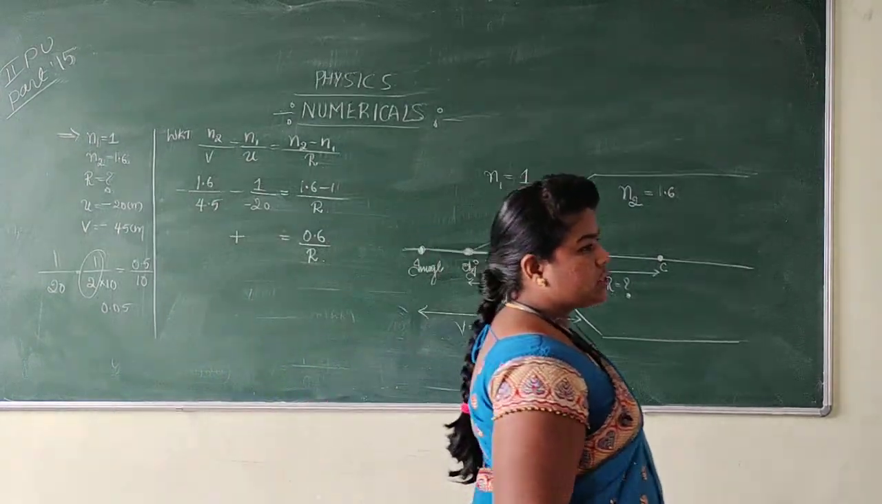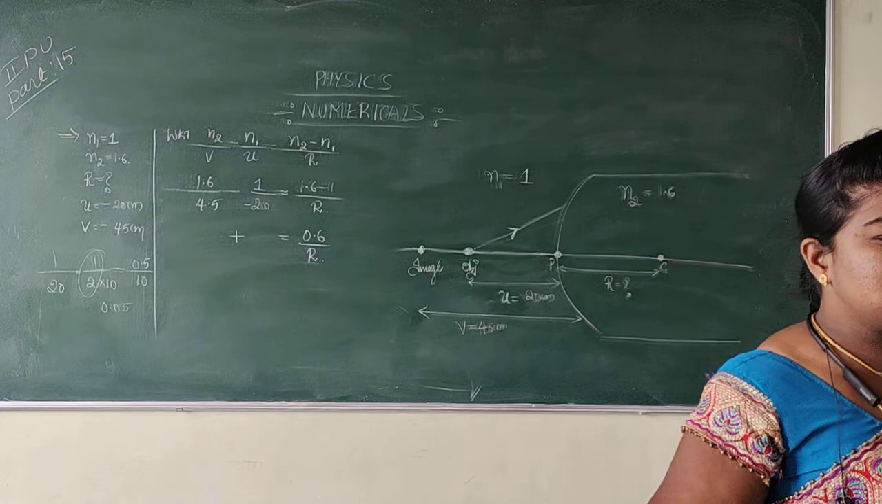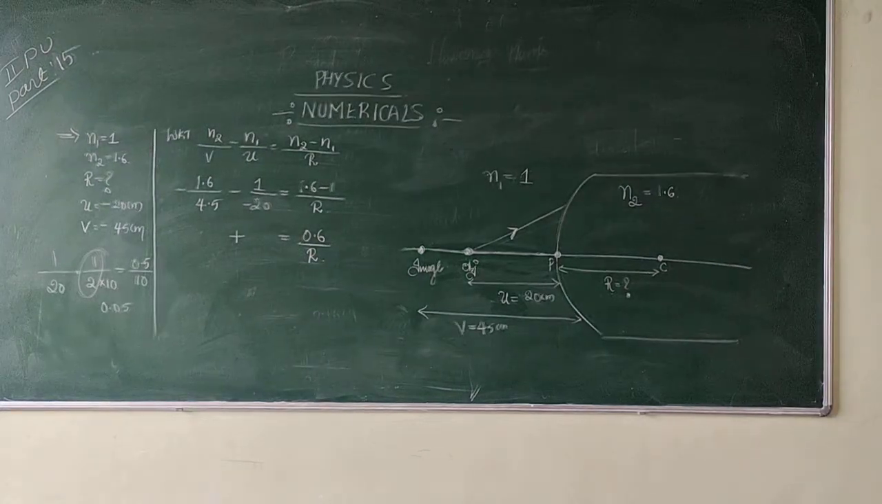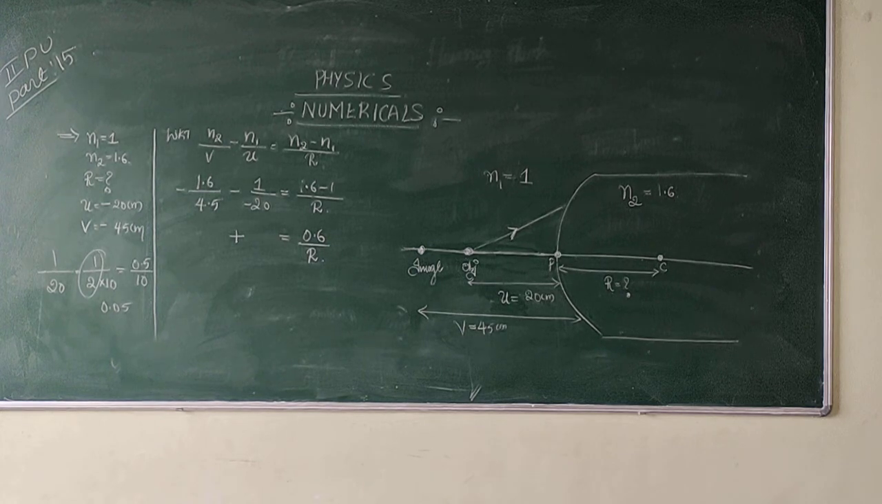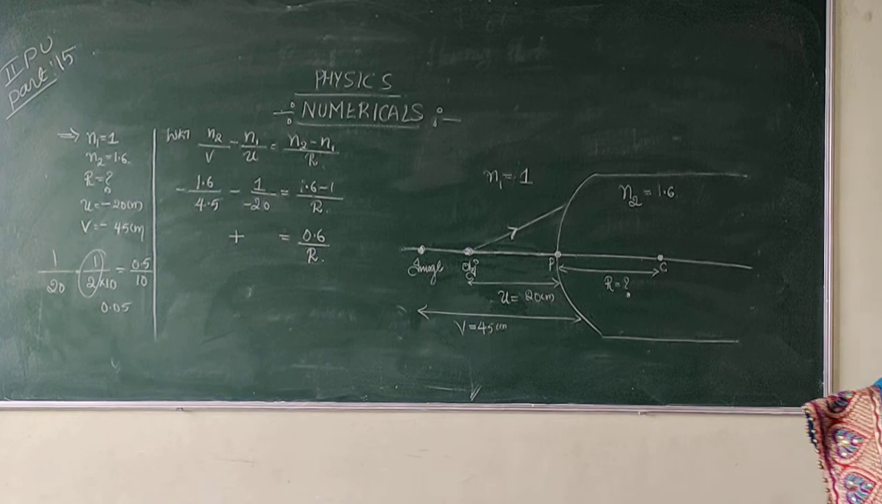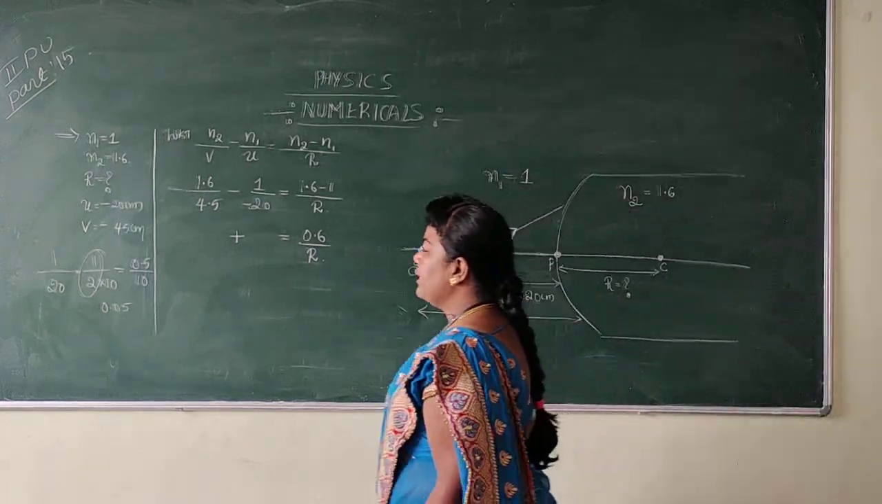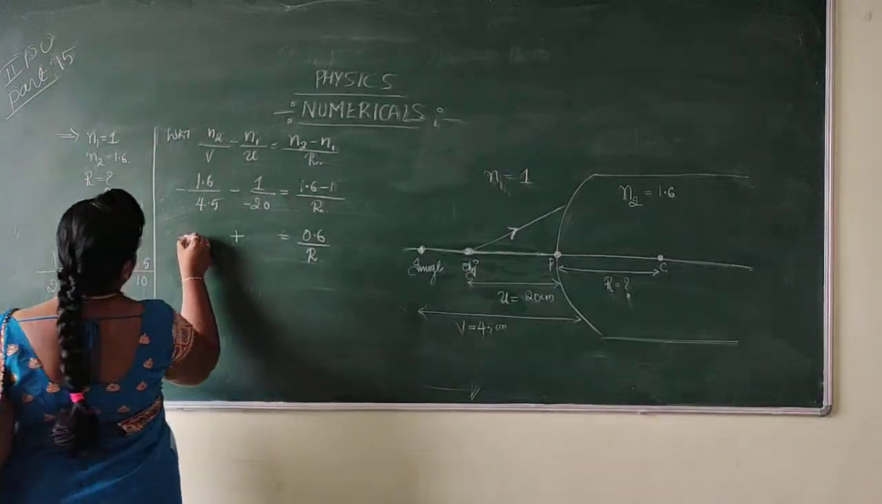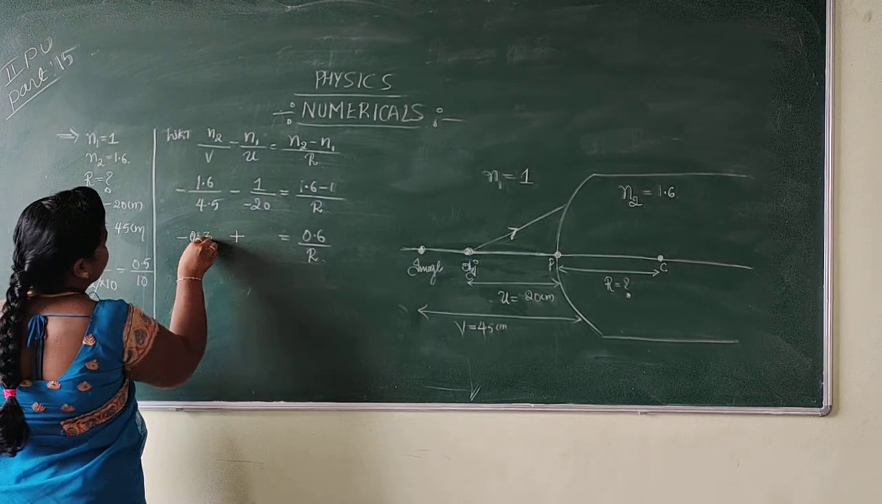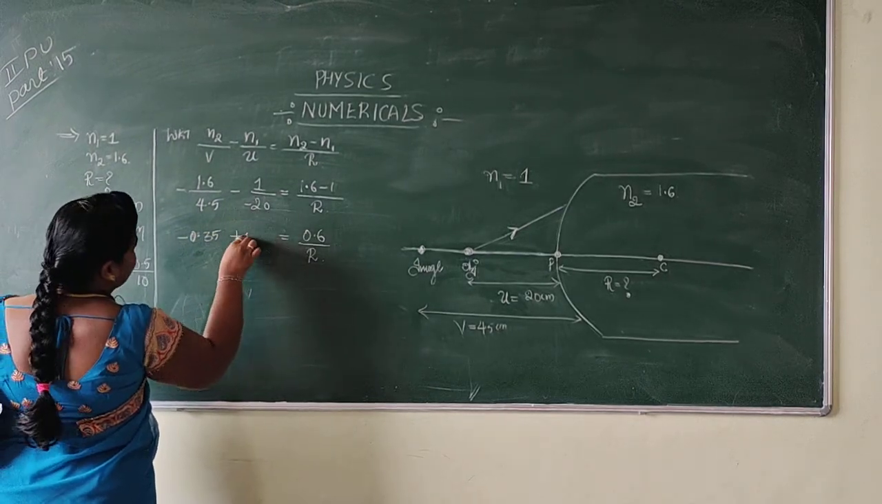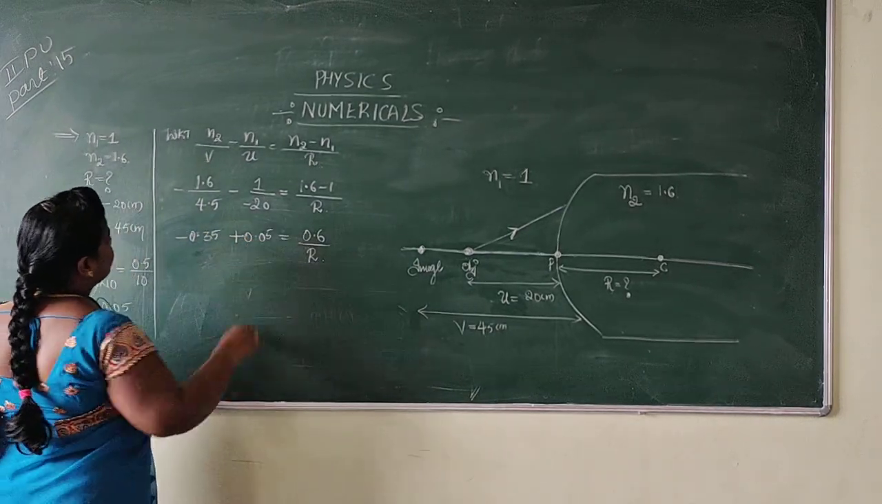And one thing my dear students, like this you can calculate it, otherwise you will have a calculator. Just by using a calculator you can find the value, and they have given 1.6 divided by 4.5. So if you do that you will get the value which is equal to 0.35. Here it will be 0.05.